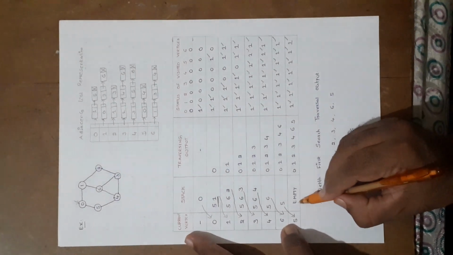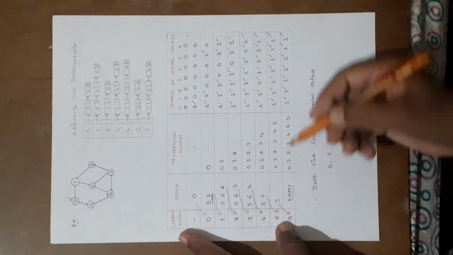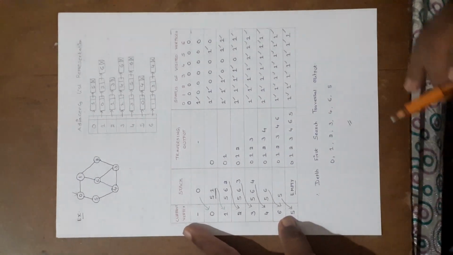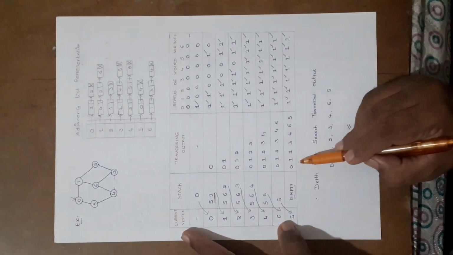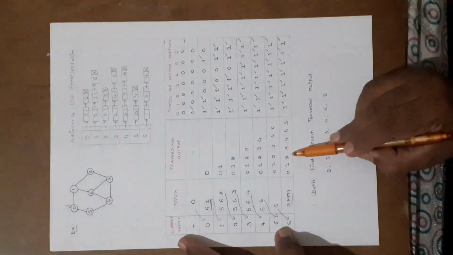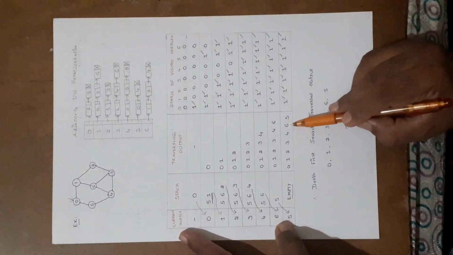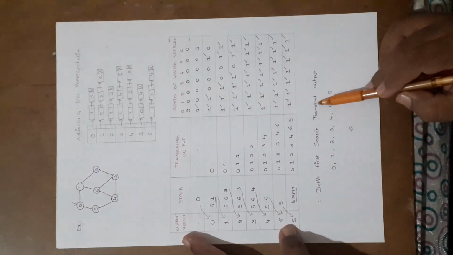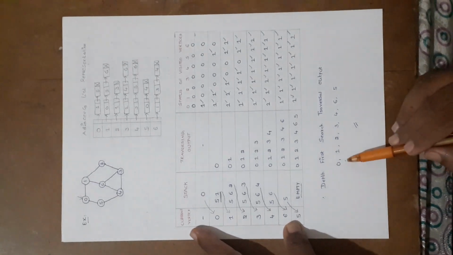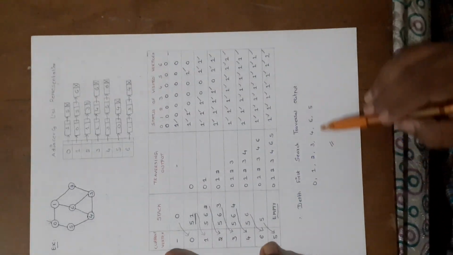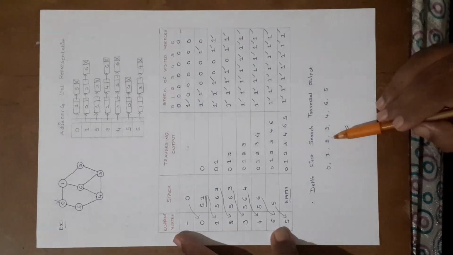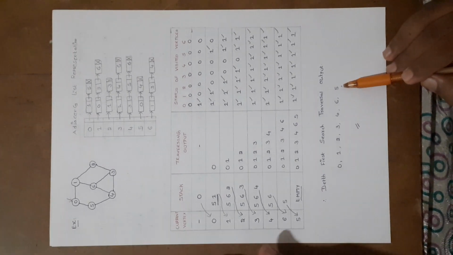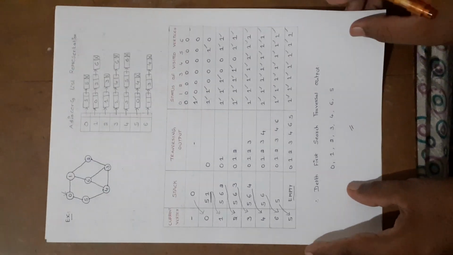Finally, stack reaches empty situation. Okay. Now, when stack reaches empty situation, terminate the process. Now, the traversing output becomes 0, 1, 2, 3, 4, 6 and 5. That means finally the depth first search traversal output. That means the vertices of the graph are visited in this order: 0, 1, 2, 3, 4, 6 and 5. Okay. Now this is depth first search traversal.